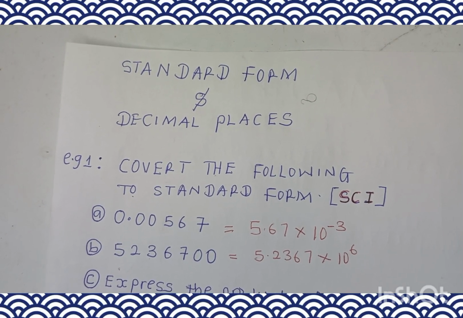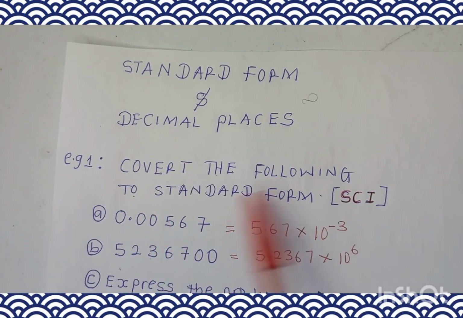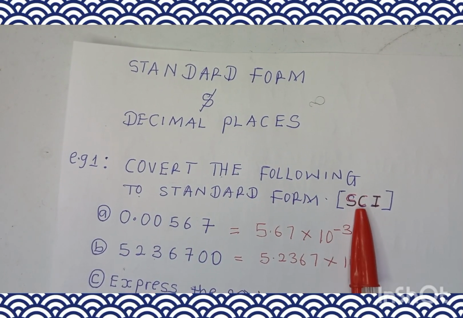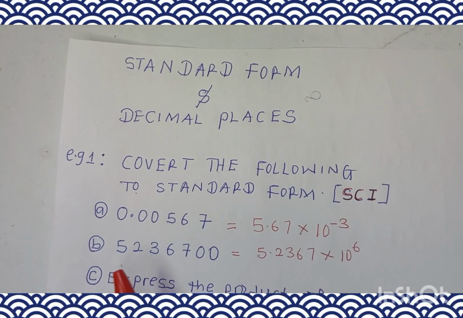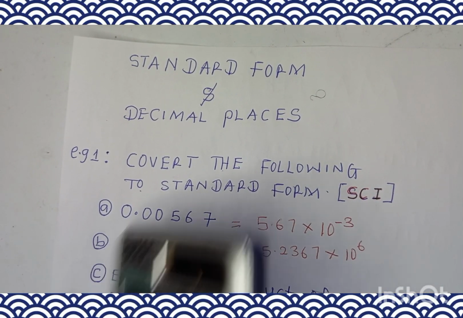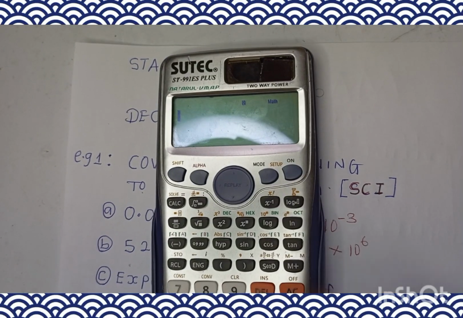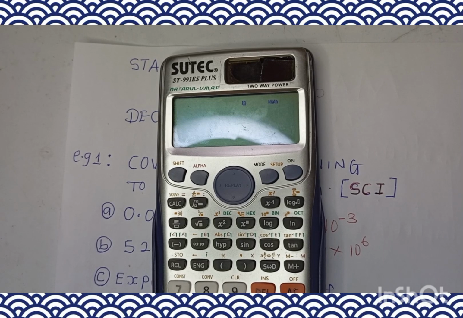Example 1. Convert the following to standard form. When you talk of standard form, you're talking about scientific form. So this SCI means scientific form. That's the function you subject your calculator to. Now watch as we commence. The first thing you do basically is to put your calculator into scientific mode. That's the standard form. Now how do we go about it?